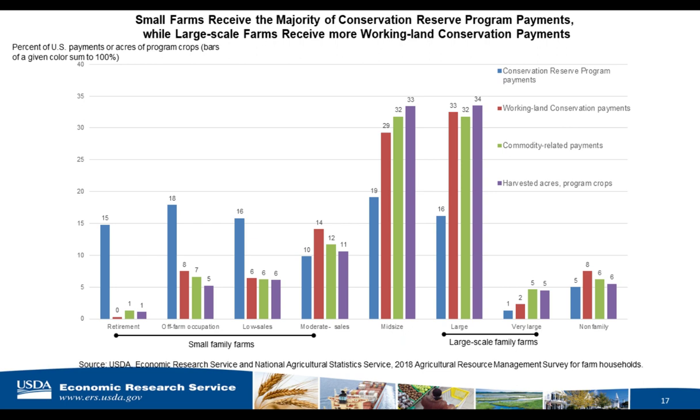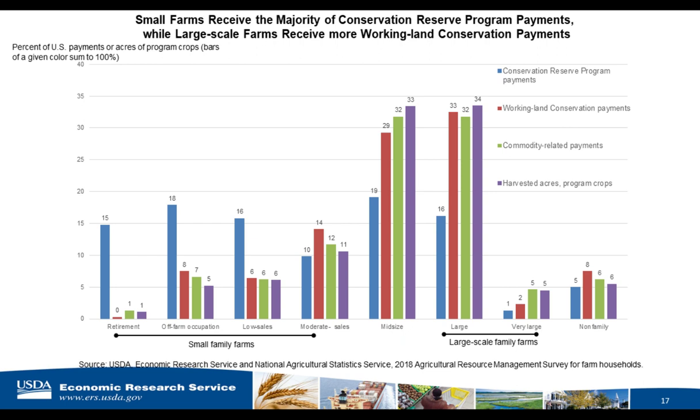Commodity-related payments are targeted at production-specific commodities. Payments are based on historical production. Working land conservation programs are aimed at conserving land currently in production. Very large family farms and non-family farms received very small amounts of commodity-related payments because the commodities they produce, which are typically fruit or vegetable and livestock, are not covered by these programs.